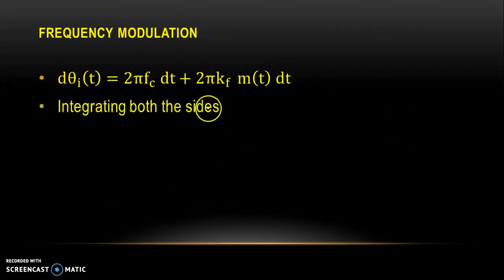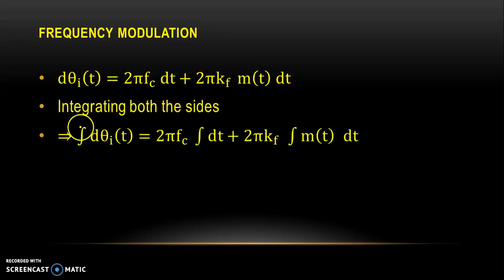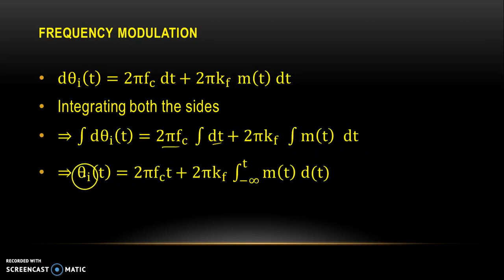And if I integrate this equation, I will get that integration of dθ is equal to 2πfc, and it will be constant, so it will come out of the integration. We get integration of dt plus 2πkf into m(t) dt. Now if I integrate this, dθ gets integrated and it will become θ(t).